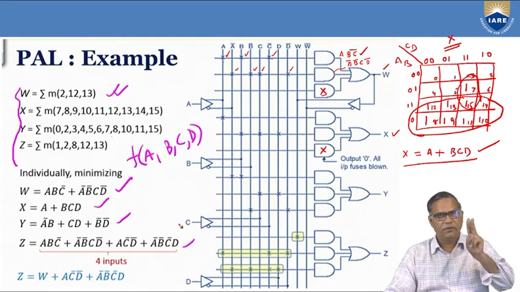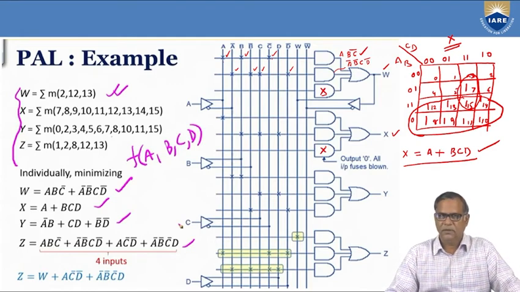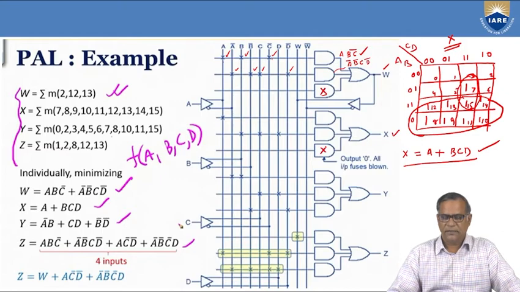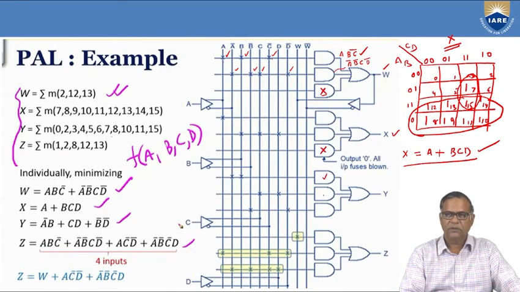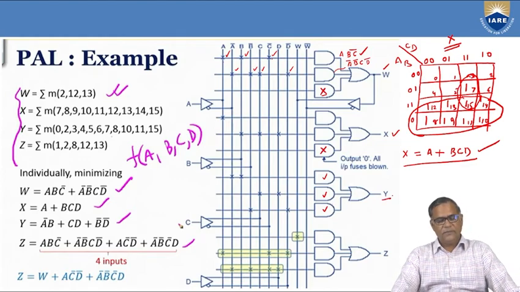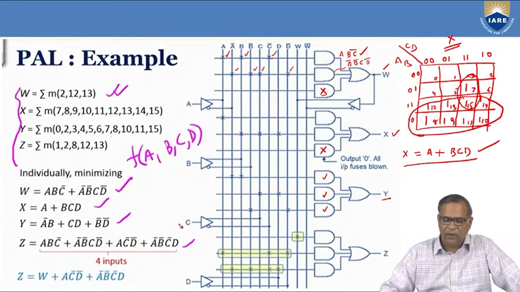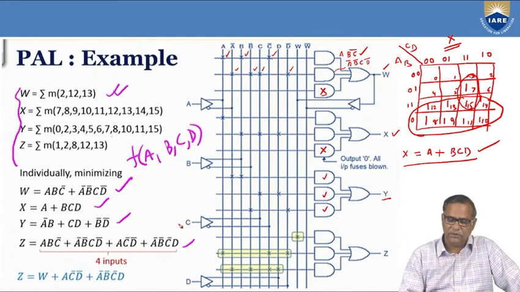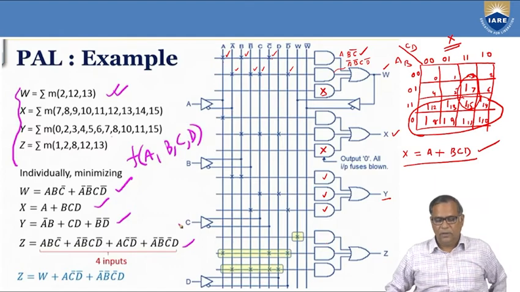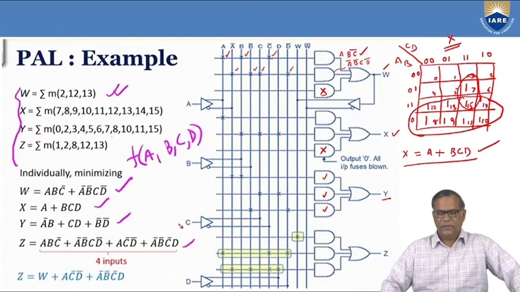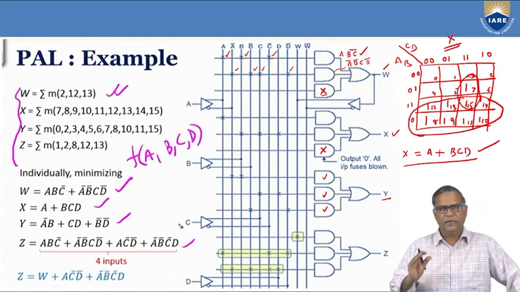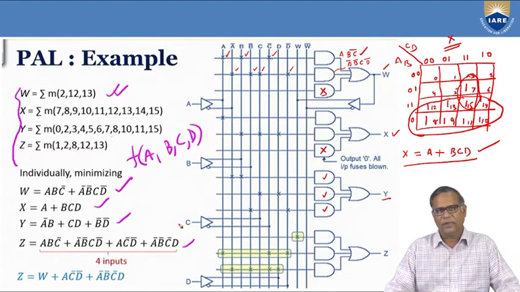And Y has 3 terms, so all 3 AND gates are used. So this is used, and this is also used. So I get Y. Now coming to Z, Z has 4 terms, but I have only 3 AND gates. So how do I go about it? Z has only 3 AND gates, but I have to include 4 terms.